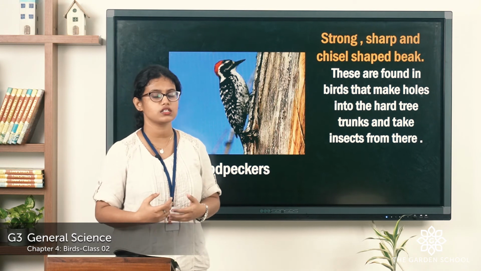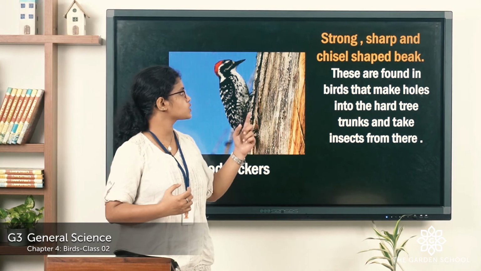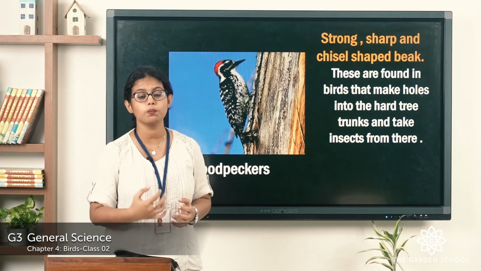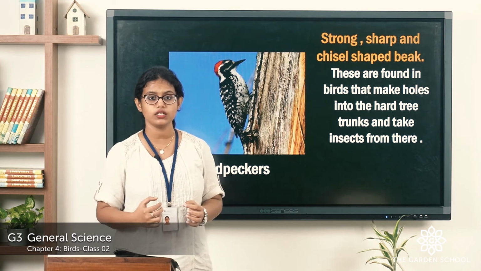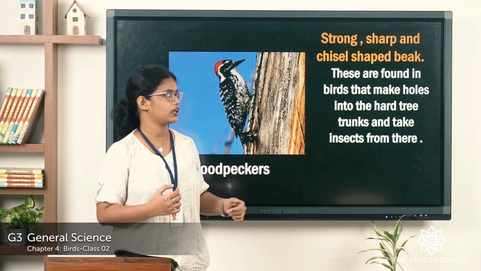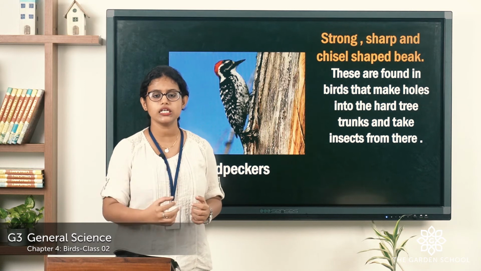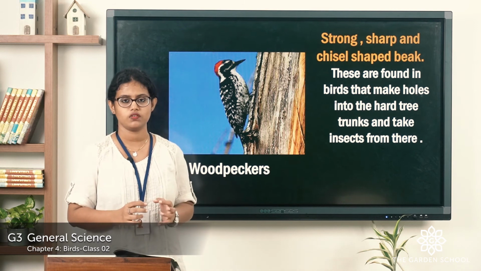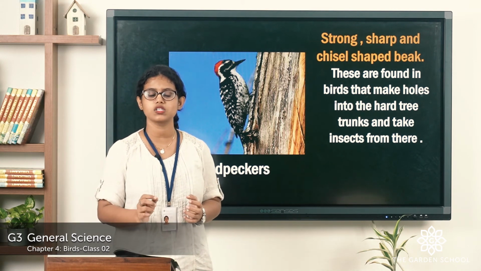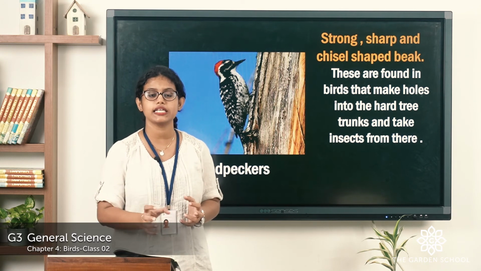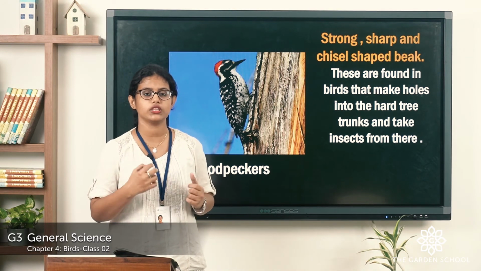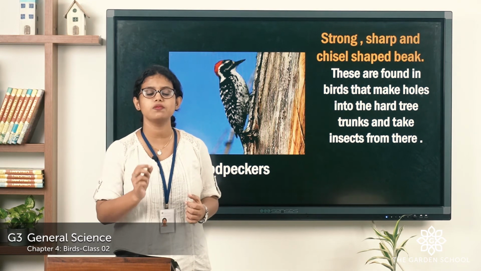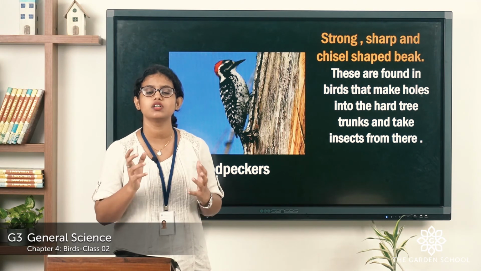The next one is sharp, strong and chisel-shaped beak. So do you know any example for birds with this chisel-shaped beak? One example is the woodpecker. This woodpecker with its chisel-shaped beak makes holes on the trunk of the tree. It makes holes on the trunk of the tree and takes insects from there. So these birds, like the woodpecker, have chisel-shaped beak which helps them to make holes on the tree.